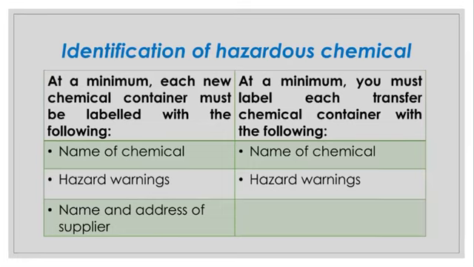Okay, for identification of hazardous chemicals, each new chemical container must be labelled with the following: name of chemical, hazard warnings, and name and address of supplier. And you must label each transferred chemical container with the following: name of chemical and hazard warnings.